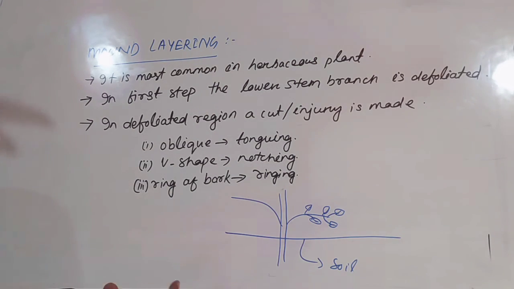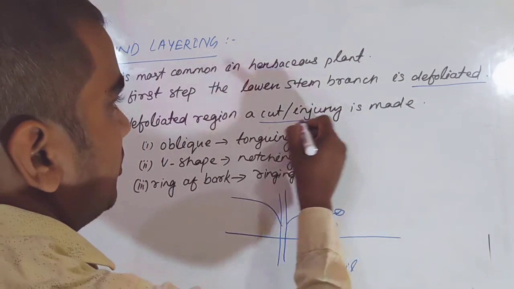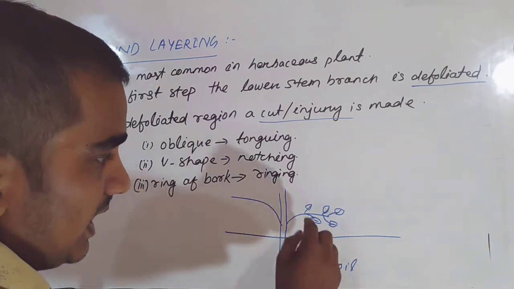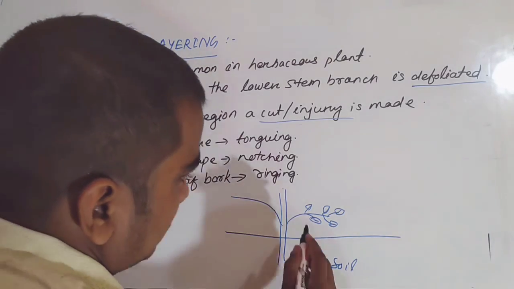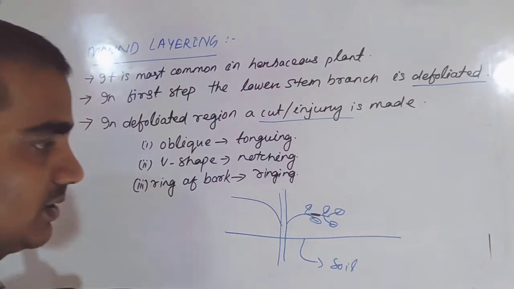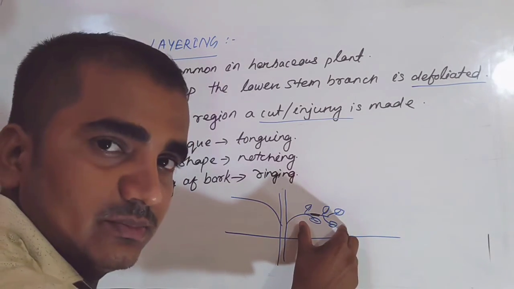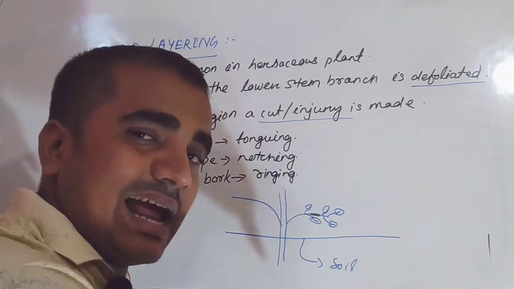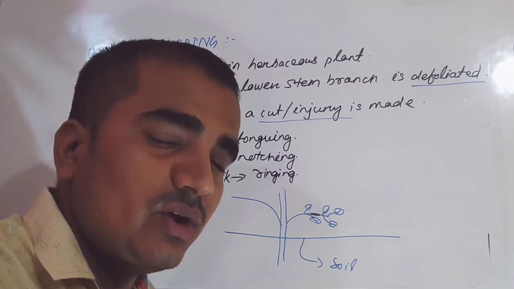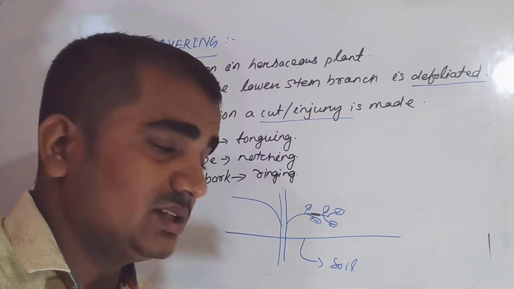So after the defoliation process, a cut or injury is made. First defoliation, then cut or injury is made. Now suppose this is the lower stem branch and this portion is defoliated and an injury is made here. So now we have to bend this stem branch to the ground and cover it with moist soil in such a way that the growing tip of the stem branch remains above the soil.